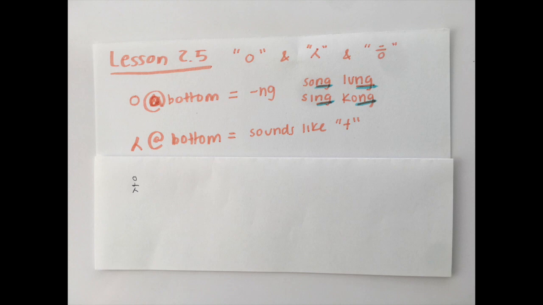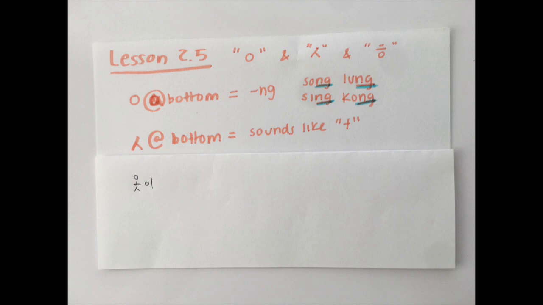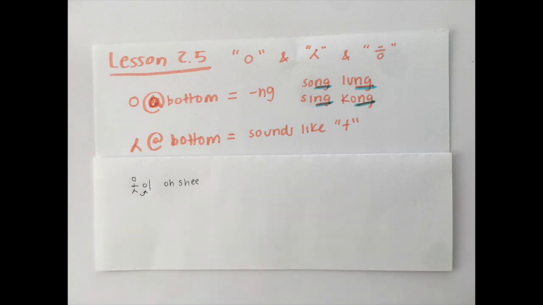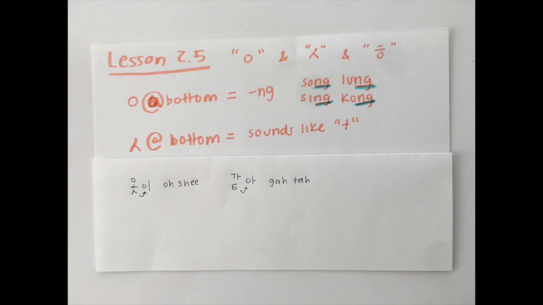However, there's an exception. If you have a character next to it with an O as the consonant, it will take on the sound of the S. So this word with an E will be oshi. This goes for all characters with something on the bottom with an O as the consonant next to it. So for example, this word with the T at the bottom and A right next to it will be 같아.